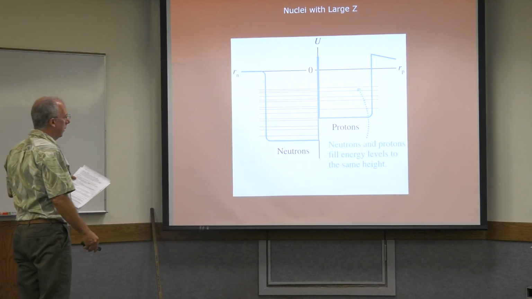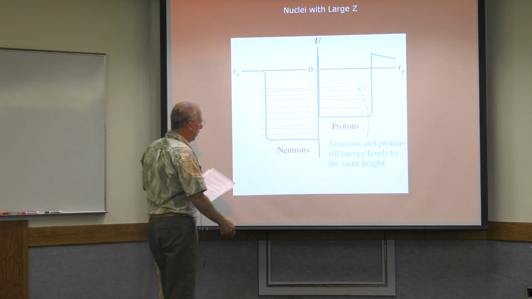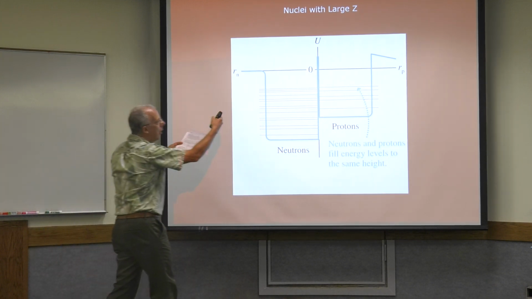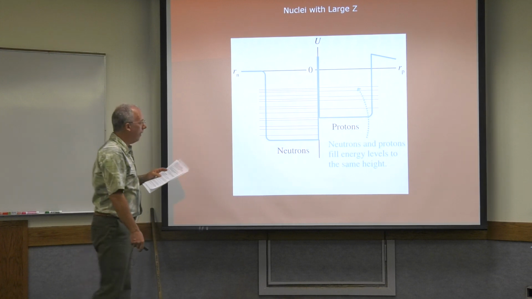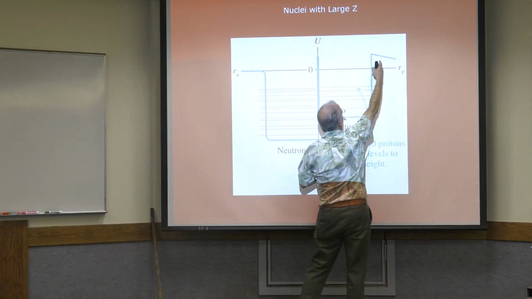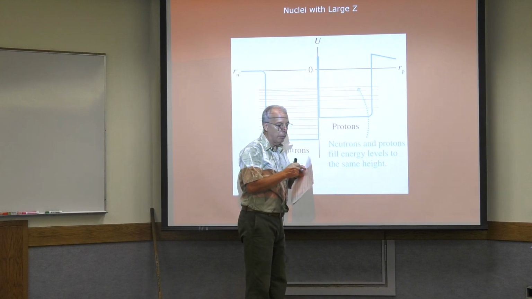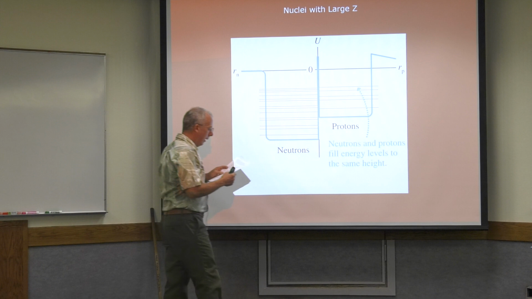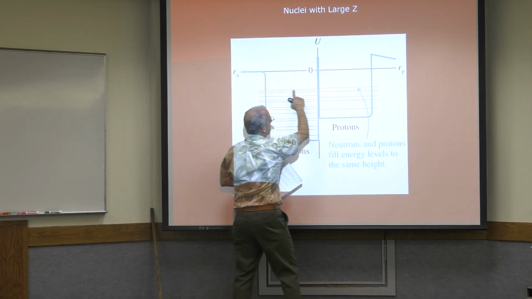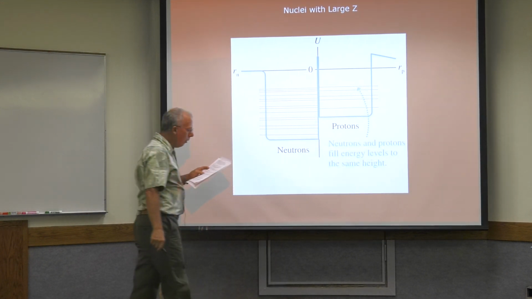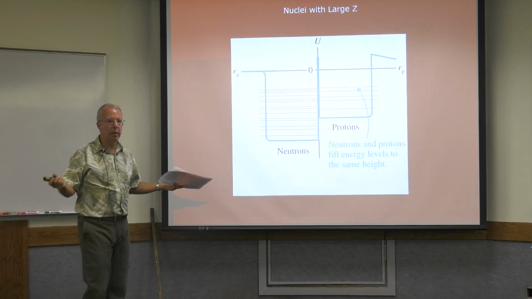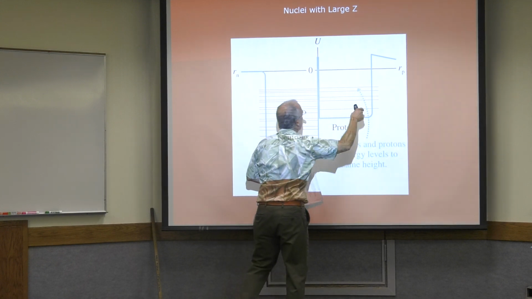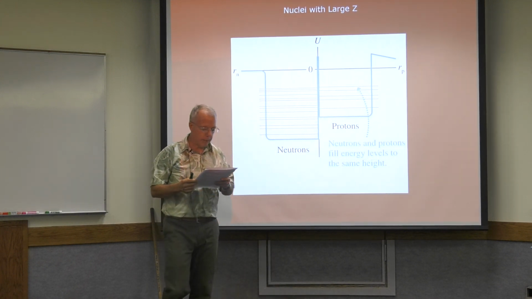So neutrons and protons fill energy levels to the same height. This is what we notice. Now why? Well, I already explained that we have the positive potential energy because of the protons repelling each other. That's why the whole thing is pushed up. Now, why are these heights pretty much the same? Well, if they weren't the same, what would happen? We would just have beta minus and beta plus decays until they become the same. So that makes more sense.